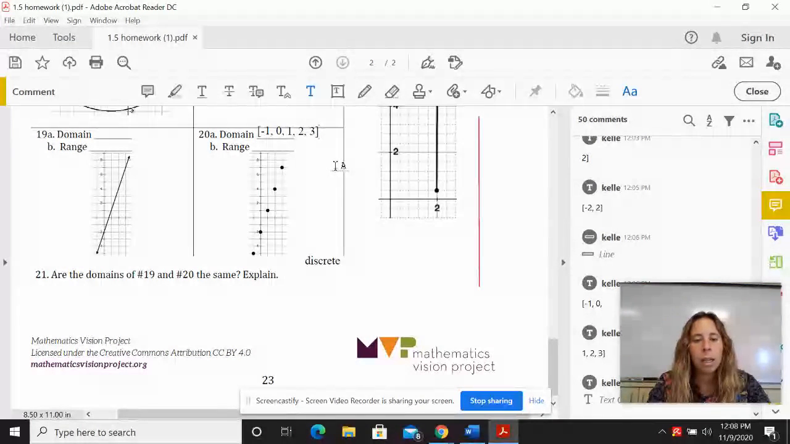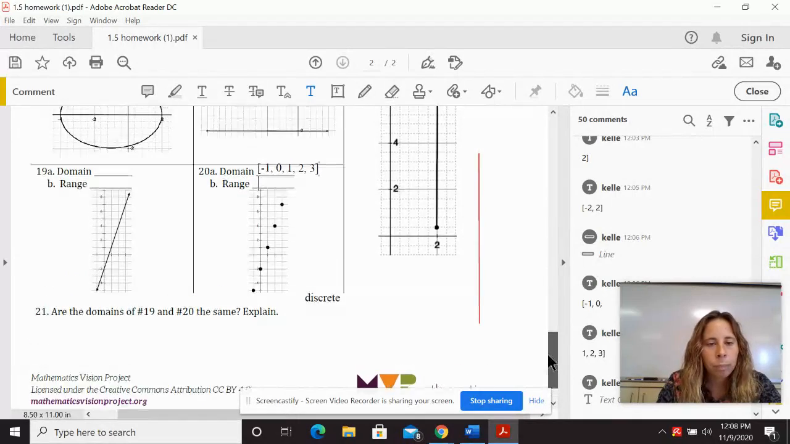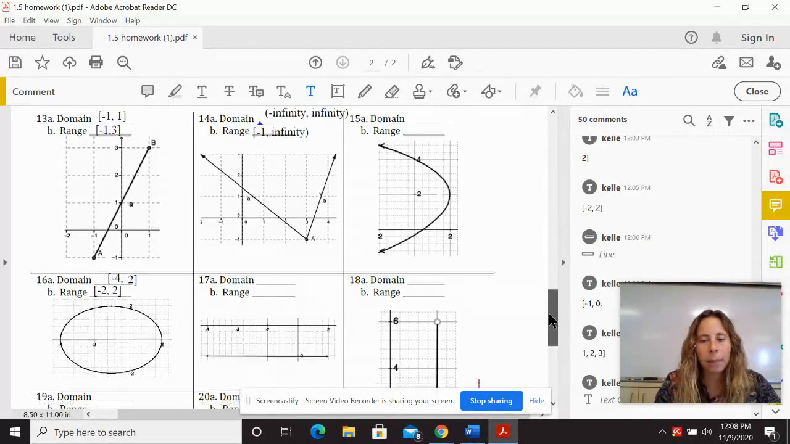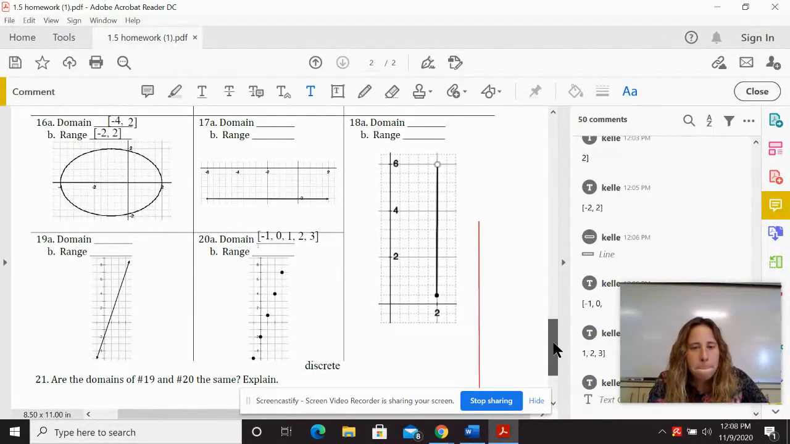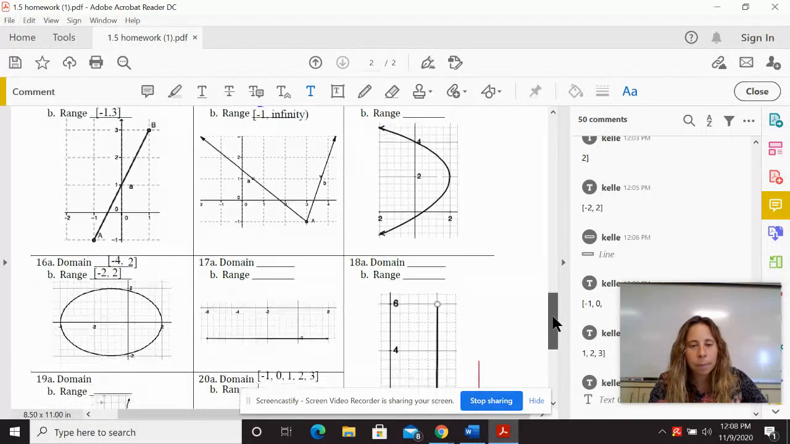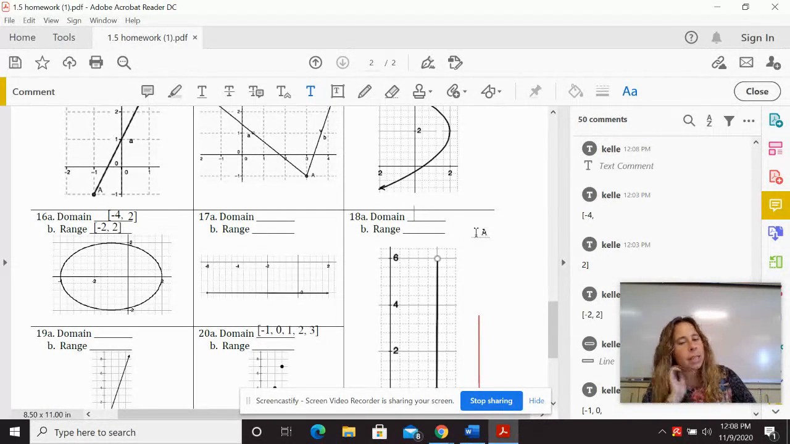So range, I'm not going to do it for you. You do the range. But same thing. You're just going to list all of the y values like we did with the x values. Okay. I think I'm going to leave you there. No, I'll do the domain of number 18, but then you have to do the range by yourself.